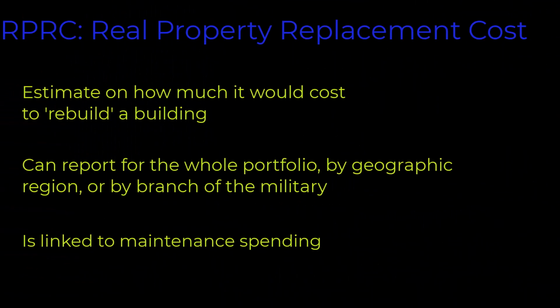First is RPRC, or the Real Property Replacement Cost. This metric tells us how much it would cost to replace a building. The figure that's listed in our database helps us determine how much maintenance we should be spending on the asset. We use the RPRC to help plan maintenance budget allocations.